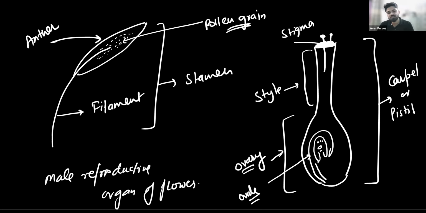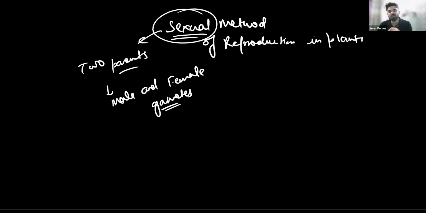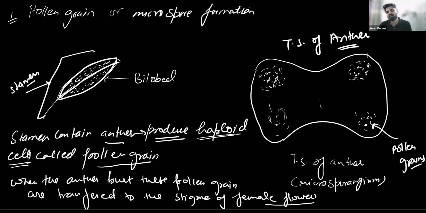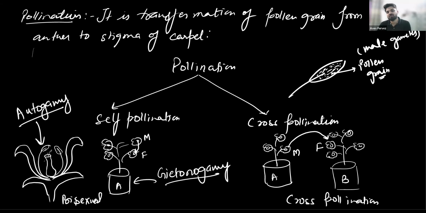This transfer of pollen grain from anther to stigma, we call pollination. We call it the transfer of pollen grain from anther to stigma of the carpel. Carpel is the female reproductive organ, also called pistil. Now pollination is of two types: one is self-pollination and the other is cross-pollination.